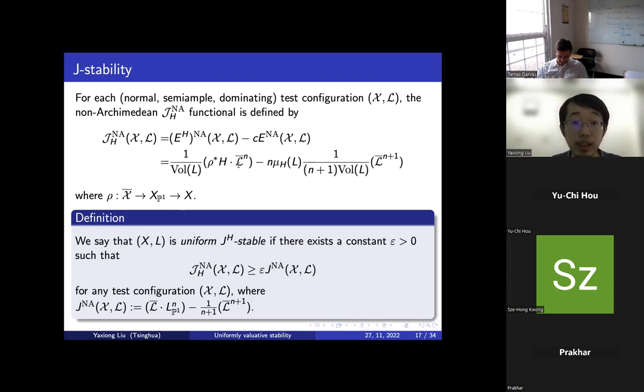The L bar means the canonical compactification, obtained by adding the trivial fiber at infinity. This part, c, we know c is n μ(H), and this one is the self-intersection of L bar. So we say (X, L) is uniformly J^H stable if there exists some constant ε such that the non-Archimedean J^H functional is greater than or equal to ε times the usual non-Archimedean J functional. The definition of this one is L times L_{P1} minus (n+1) times the self-intersection of L bar, where L_{P1} means ρ star L.